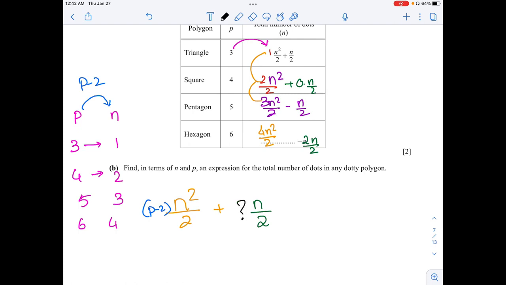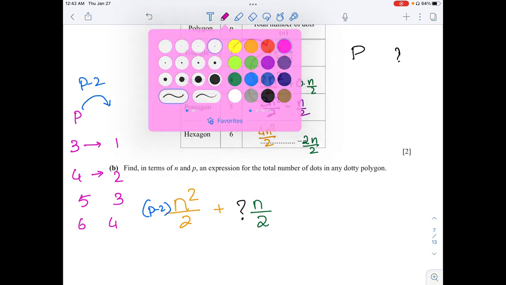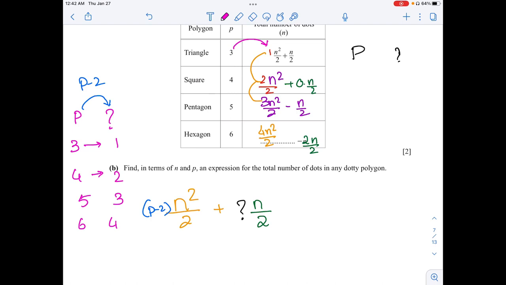Now I want to know the number over here. What is the pattern between p and that number? You check it out. It may not be n. So p and that number. What is the pattern? If p is 3, that number is 1. If p is 4, that number is 0. P is 5, the number is minus 1. P is 6, the number is minus 2. So you can see the pattern. What is the pattern? It has to be 4 minus p, because 4 minus 3 is 1, 4 minus 4 is 0, 4 minus 5 is minus 1, 4 minus 6 is minus 2. So that number has to be 4 minus p.